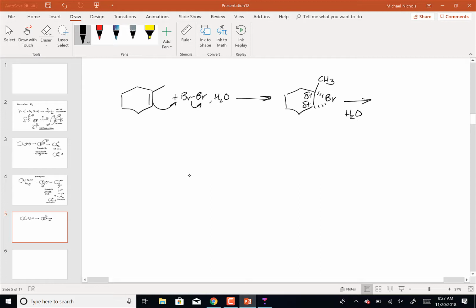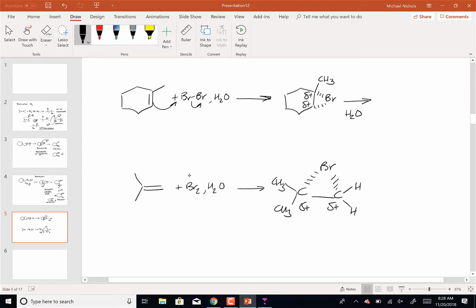And let me do this with an acyclic. Let me do a similar reaction down here with an acyclic molecule. So let's say I take this alkene and I add Br2 and water to it, so that I form this intermediate. So I've got two methyls here, and I've got an H here and an H here, a delta plus there and a delta plus there.